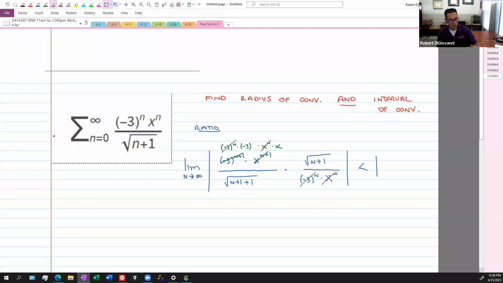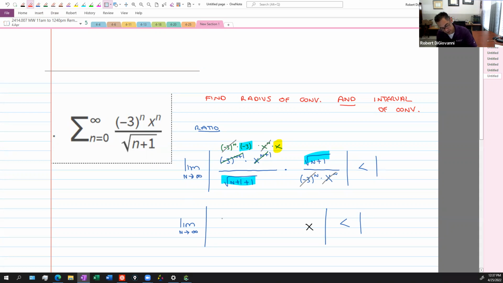Limit as n goes to infinity. All right. The only thing that has x in it is right there, so I'm going to push that over here to the side. And then everything that had n in it, or something else, I'm going to put here. So I have a -3 up top, I have this, and then I have this on the bottom. Those are the only other things left.